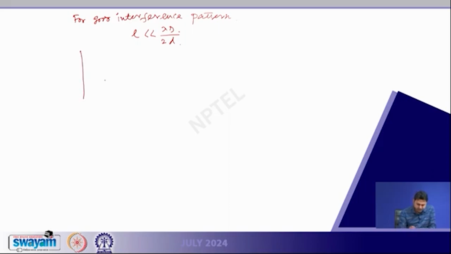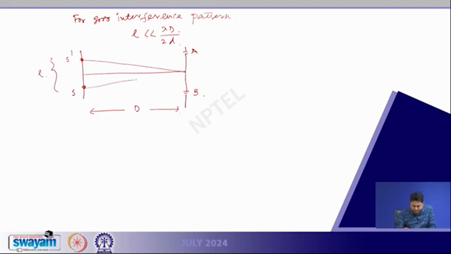So if I draw that, S and S prime, here we have the slits A and B, and geometry wise this is my D and this separation is L. So if I calculate the angular separation one can have from these two points, this angle, say, is theta, and this is our 2D. That is the geometry we have.